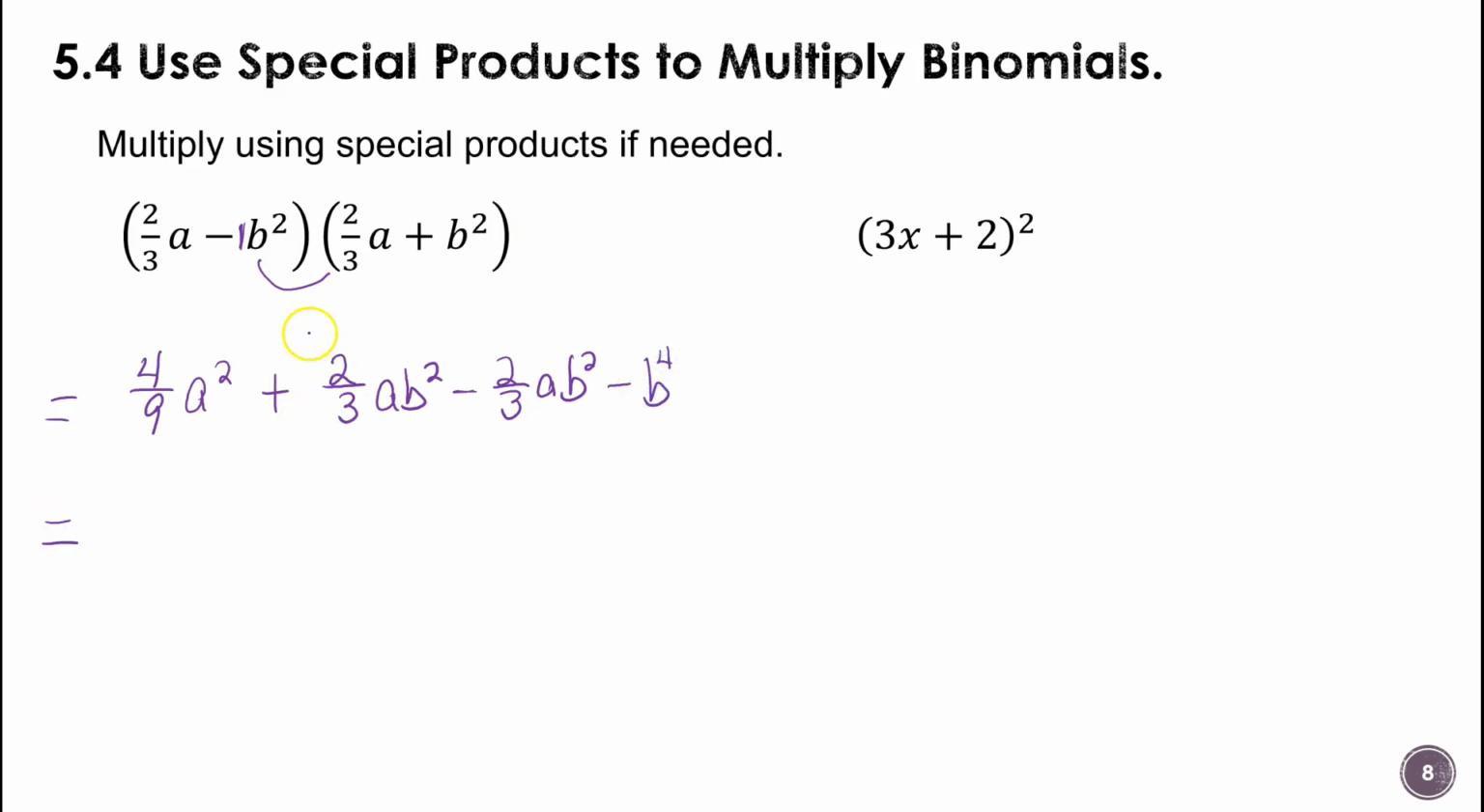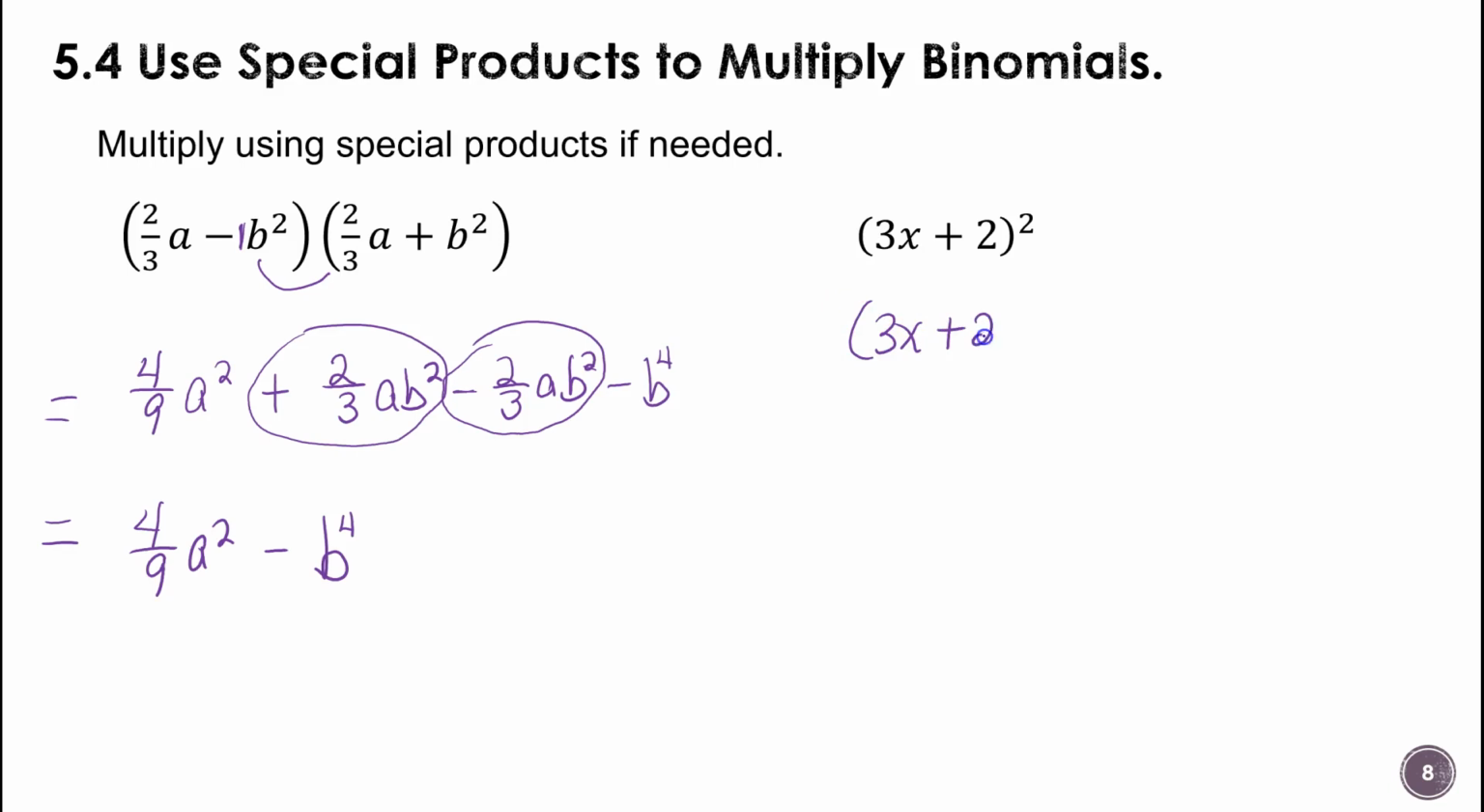Now, notice this term and this term are opposites, so that means they equal 0, and that's why we have the shortcut. So 4/9 a squared minus b to the fourth, because positive 2/3 ab squared and negative 2/3 ab squared equals 0. Okay, so we can use the special product, or we can just multiply this thing by writing it out 2 times. And you guys, I think this will probably be best for you at this point. But if you want to practice that formula sum, that's also good.